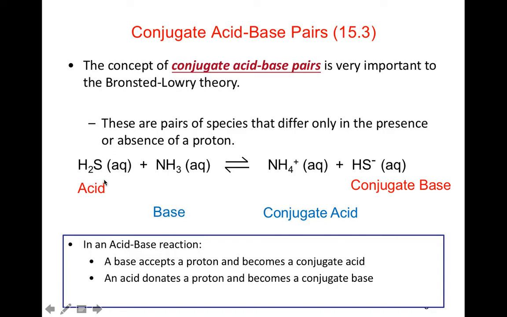So H2S is the acid. Its conjugate base is HS minus. Ammonia is acting like a base, and so its conjugate acid pair is NH4 plus.